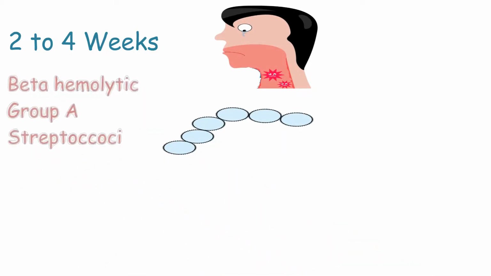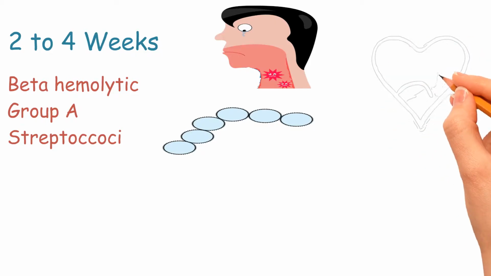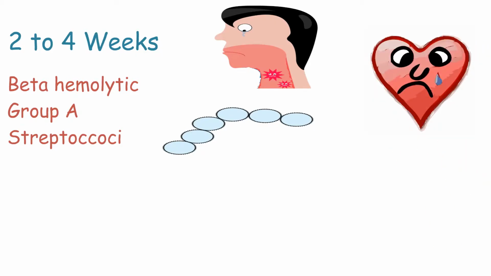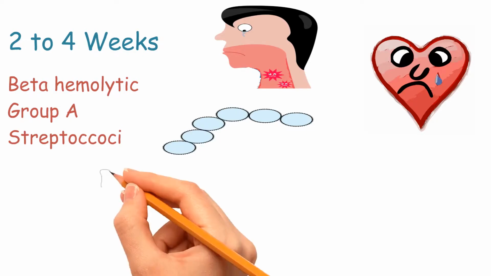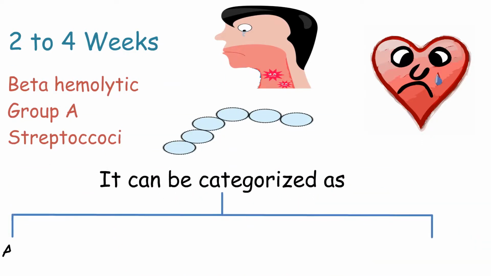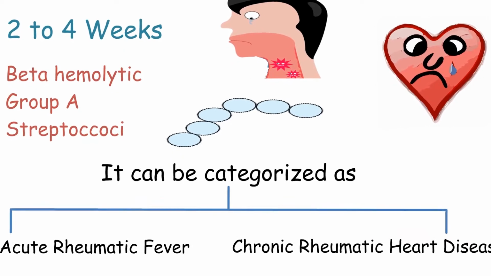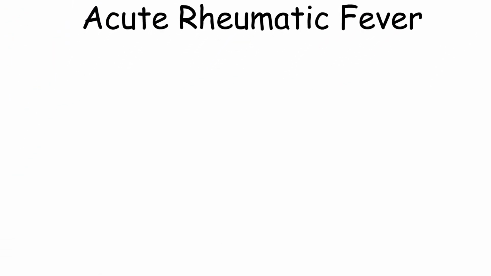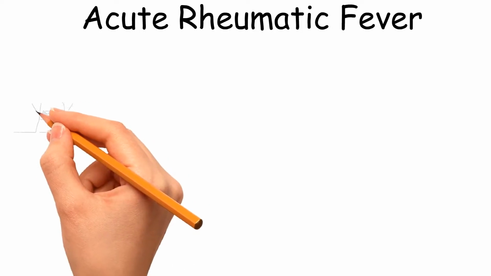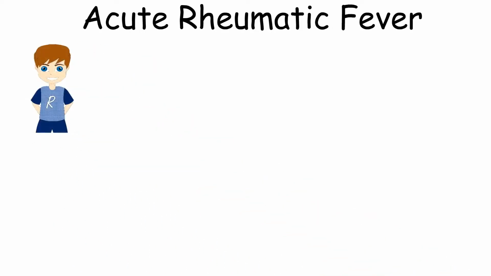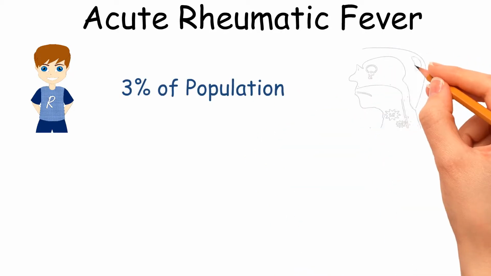streptococci. Unfortunately, the heart is involved in half of cases. Damage to the heart valves is known as rheumatic heart disease. It can be categorized as acute rheumatic fever and chronic rheumatic heart disease. Let's talk about acute rheumatic fever first. Acute rheumatic fever usually affects children and young adults. It affects 3% of the population after streptococcal throat infection.